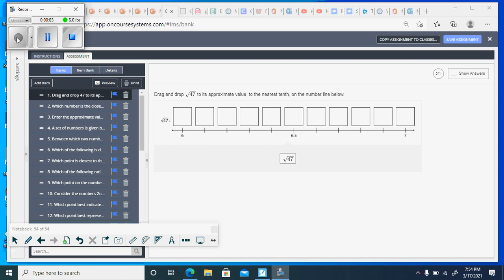This is Module 7, Lesson 1 through 4 homework. I don't have much of a voice. We'll do what we can.